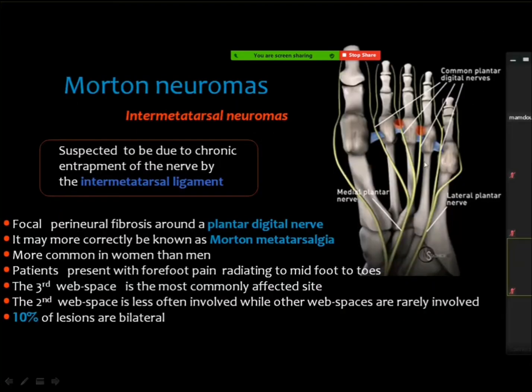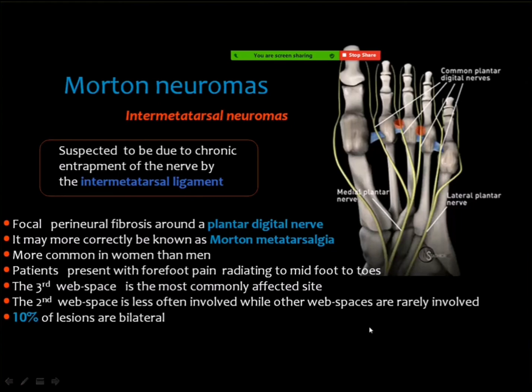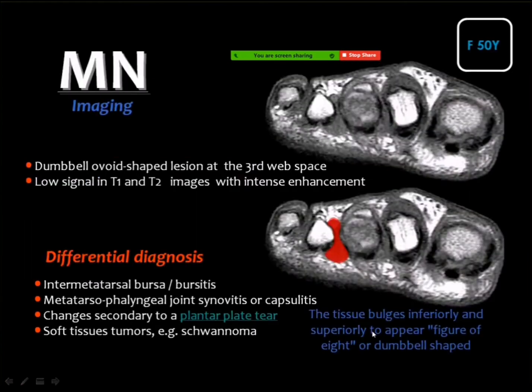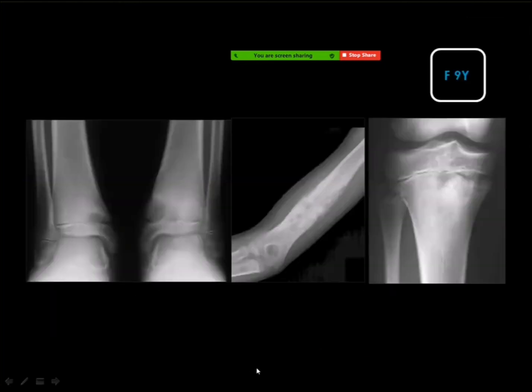And the most common site for Morton's neuroma is the third intertarsal space, and it may be also seen in the second space as well. Then it has a very characteristic site and appearance, being of low signal in the T1 and mostly of low signal in the T2. It will enhance with contrast material.